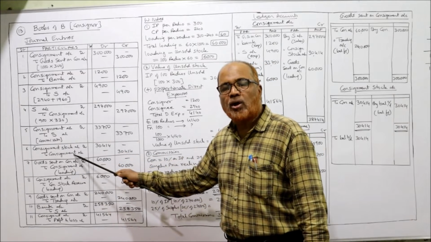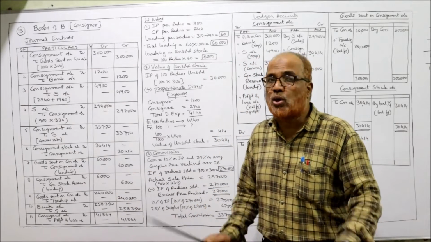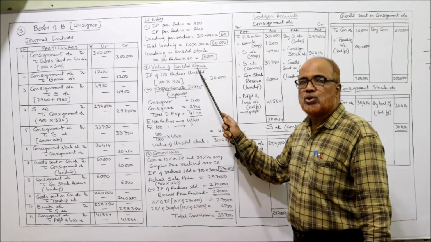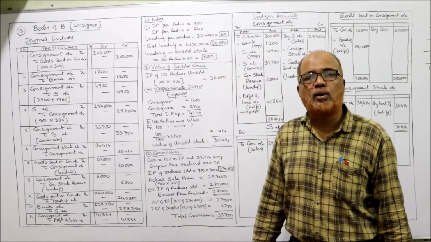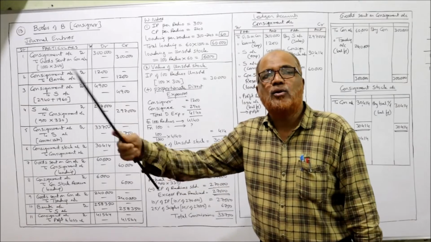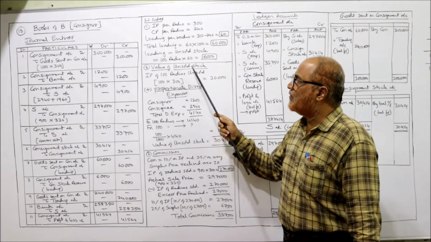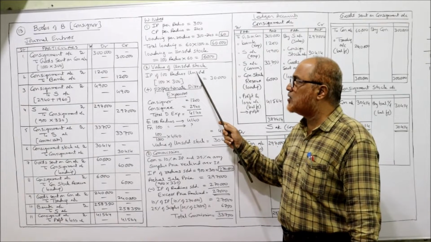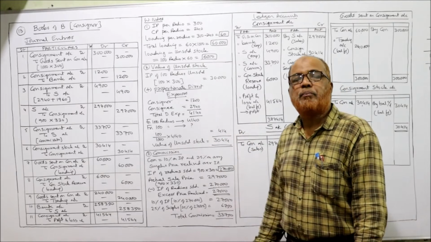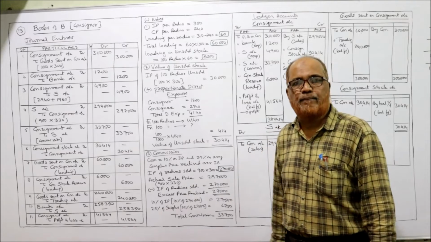Now consignment stock account debtor to consignment for unsold stock. We have to find out the value of unsold stock. It is not given in the problem, so I am coming to the working note. How many radios are remaining unsold? 1,000 radios are sent, 900 radios are sold. So 100 radios are remaining unsold. The value of unsold stock: invoice price of 100 radios unsold, 100 into 300, 30,000.